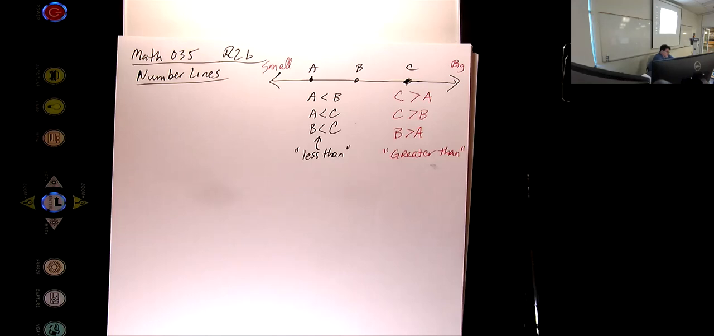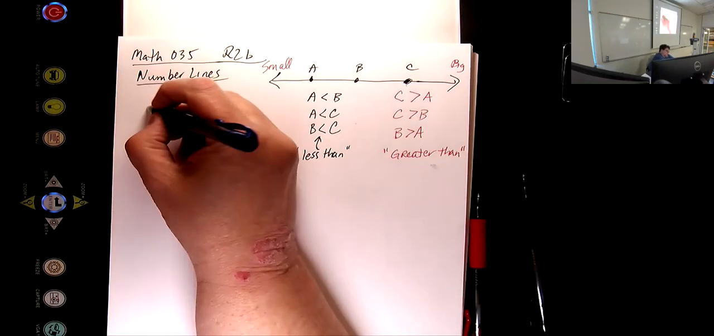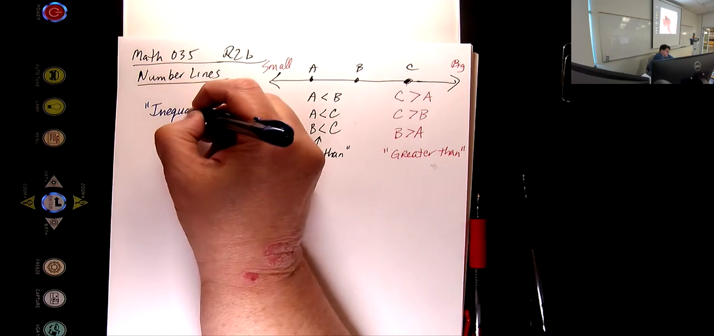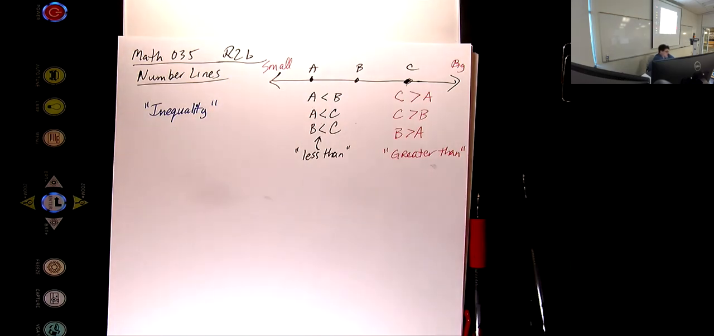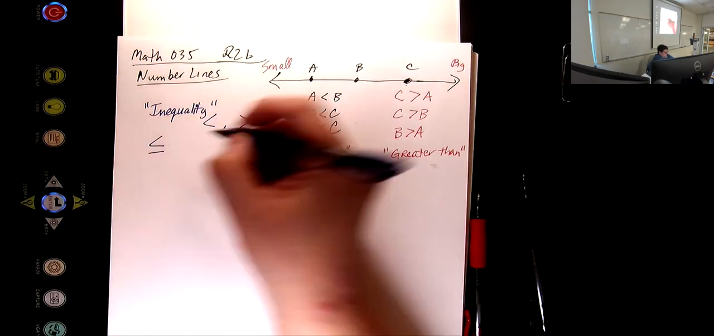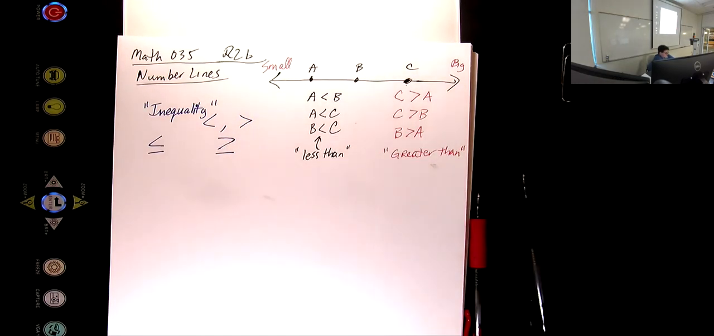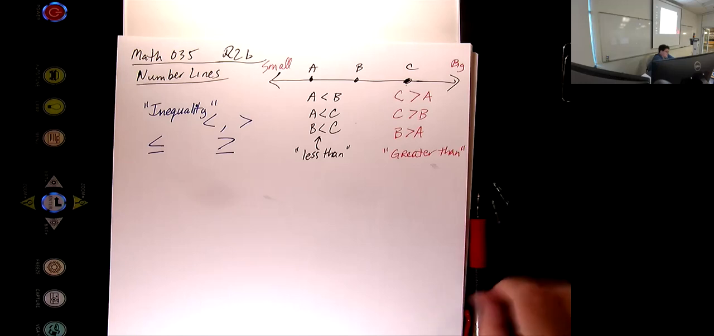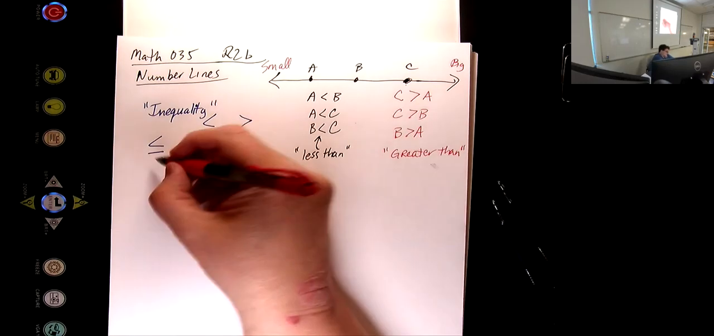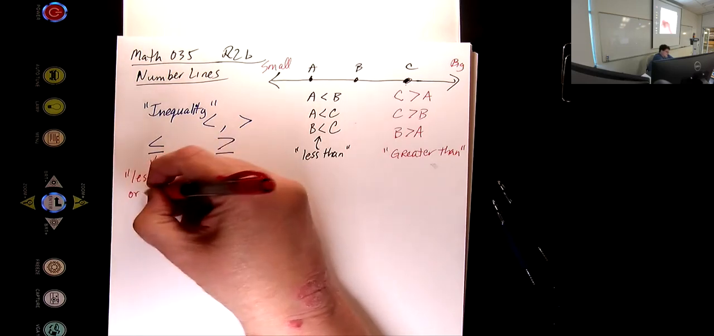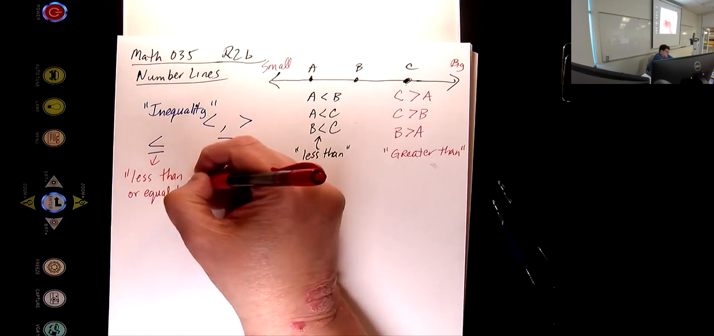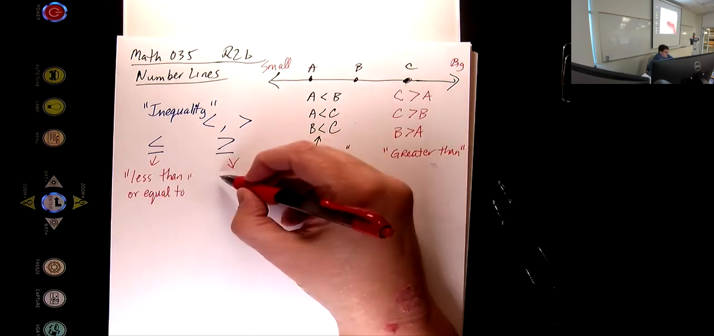These are collectively called the inequality symbols. Inequality symbols, less than and greater than. If we throw in this and this, they look kind of like the less than and the greater than, but they have a line underneath it, which is like half of an equal sign. This is less than or equal to. It's a twofer. And that one is greater than or equal to.